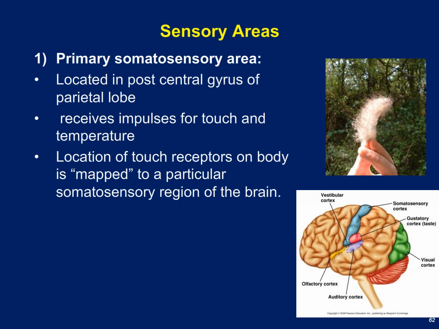Now we're going to take a look at the different sensory areas of the cerebral cortex. The first of these is called the primary somatosensory area, and this is located in the postcentral gyrus of the parietal lobe. The primary somatosensory cortex receives nerve impulses from our largest sense organ in the body, that is the skin. And so it receives information such as touch and also temperature from the special receptors that are located in the skin. And just like we saw with the motor cortex, the location of each of these touch receptors is mapped onto a particular region of the brain.